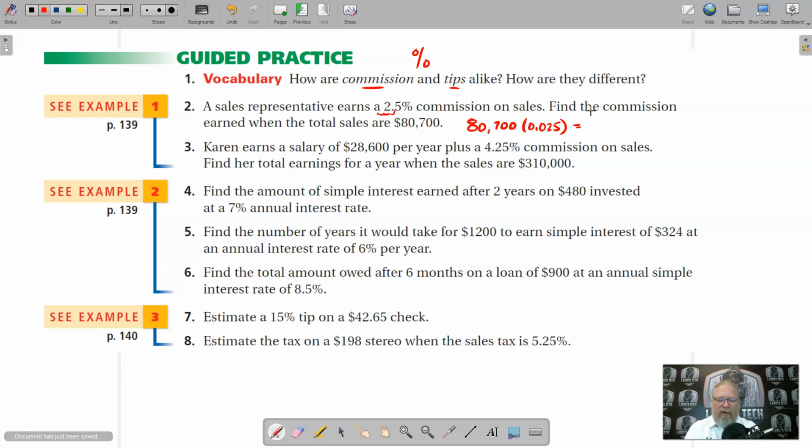80,700. We're going to multiply that by 0.025. And that's going to be $2,017.50. Next, Karen earns a salary of $28,600 per year plus a 4.25% commission on her sales.